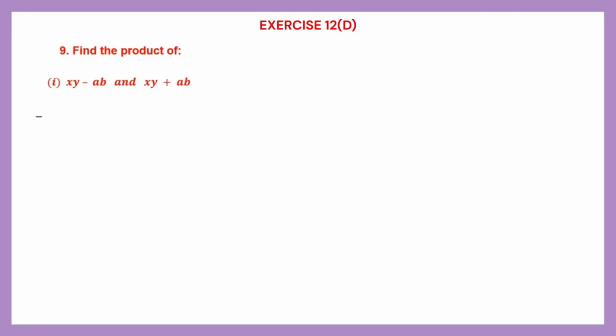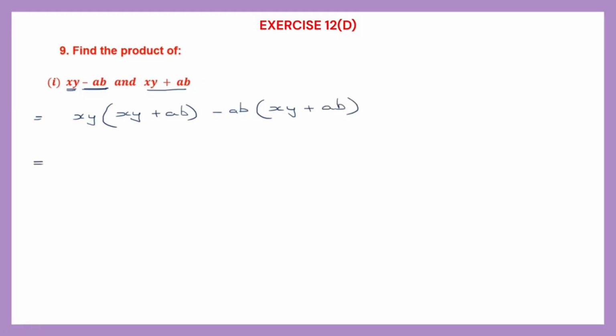So how do we do this? We take the first term of the first binomial xy and we multiply it with the whole of the second binomial, that is xy plus ab. Then we take the second term of the first binomial, which is minus ab, and multiply it with the whole of the second binomial, xy plus ab. So each term we are going to take and multiply.